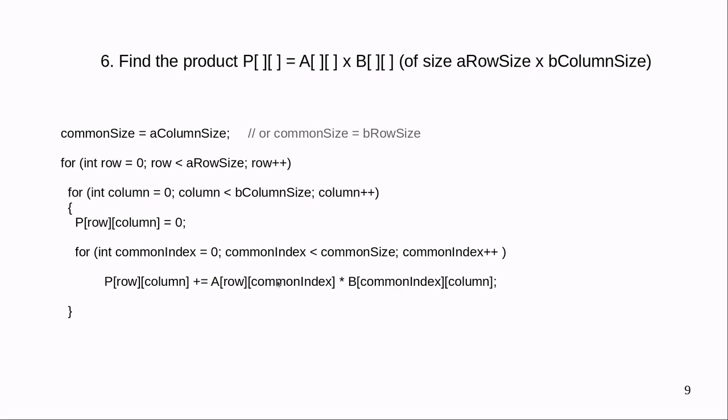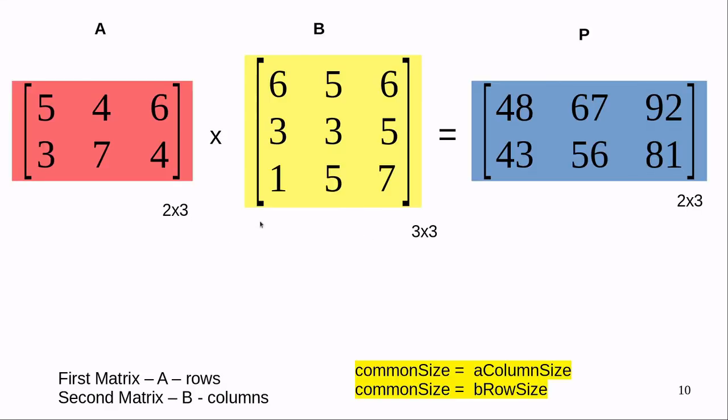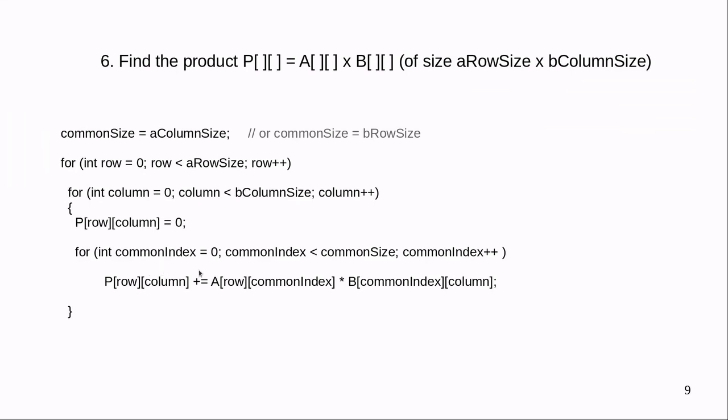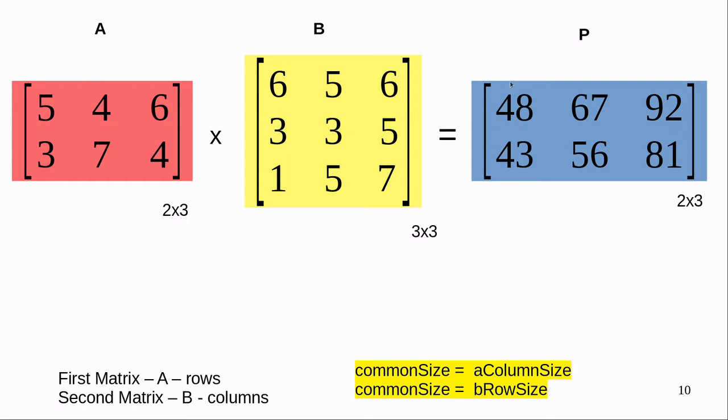How many times is this multiplication happening? That depends upon the common size. So if common size is 3, we'll have 3 multiplications. In our example, the common size here is 3, so we'll have 3 multiplications. Okay. And once we have multiplied, we'll be adding it to the sum here. Initially the sum here was 0, but we'll do 3 multiplications. That is 5 into 6, then 4 into 3, and 6 into 1, and then we will add it up.